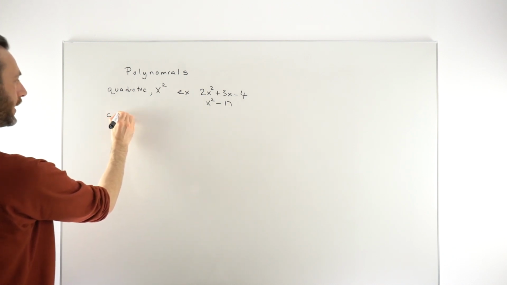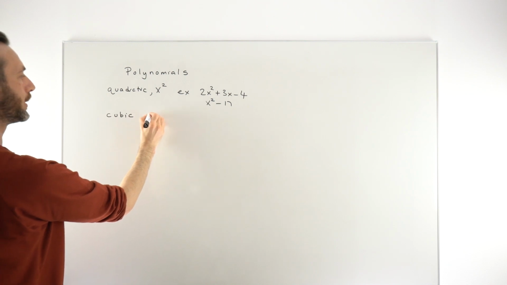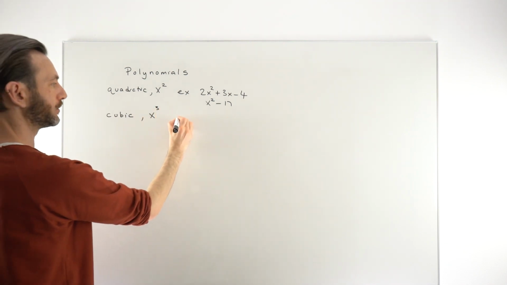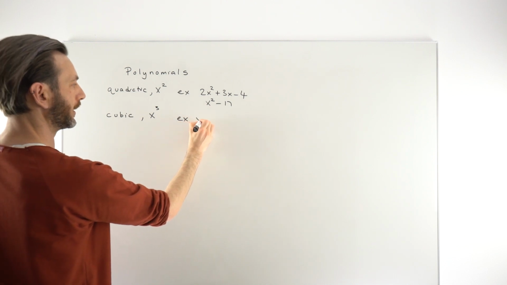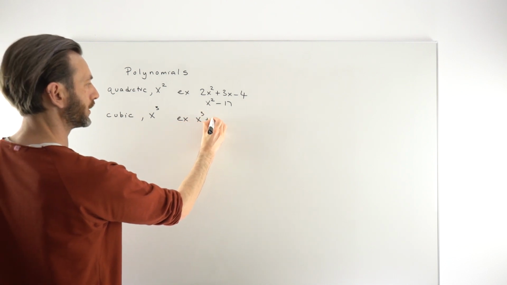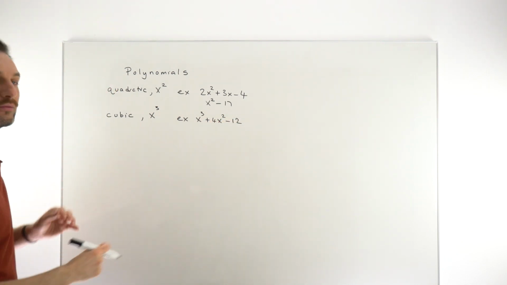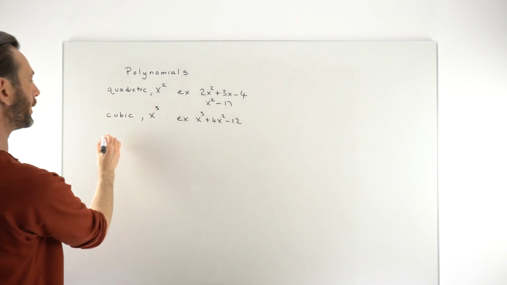So the next one after that is called a cubic. So cubics are defined by having an x cubed as the highest power. So an example of a cubic would be something like x cubed plus 4x squared minus 12. That would be a perfectly fine cubic. And then you just move up powers from there.